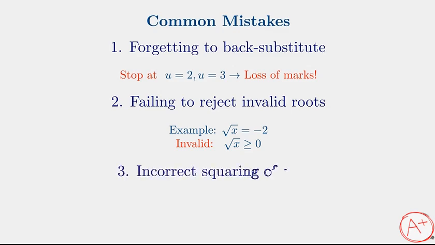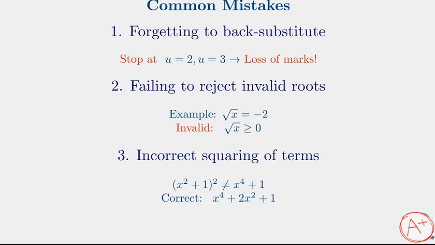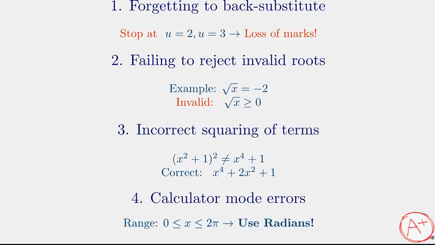When identifying your substitution, be very careful with your algebra. Expanding brackets or identifying that X to the power of 1/2 squared is X must be done precisely. Finally, calculator mode errors. In trigonometric versions of these questions, ensure you are working in the correct units. If the range is given in radians, your final answers for X must be in radians.